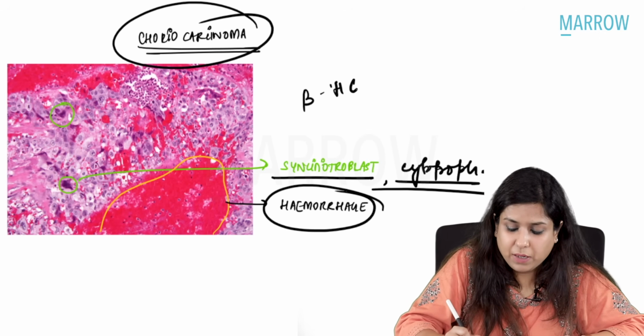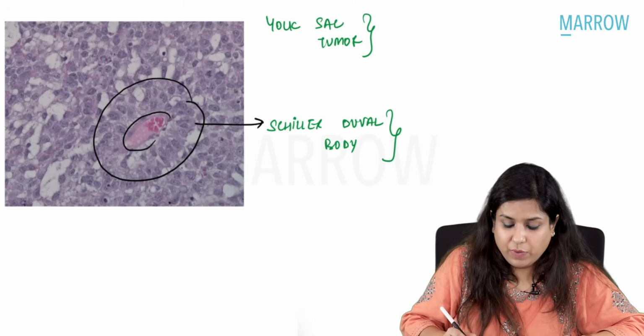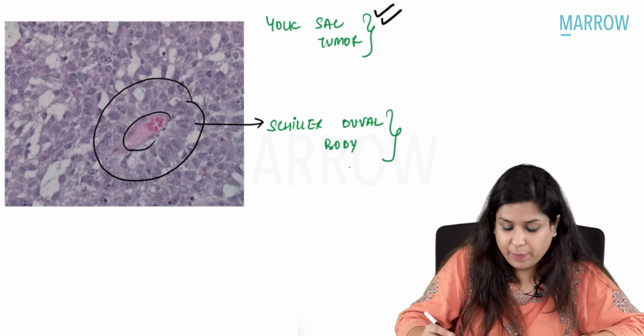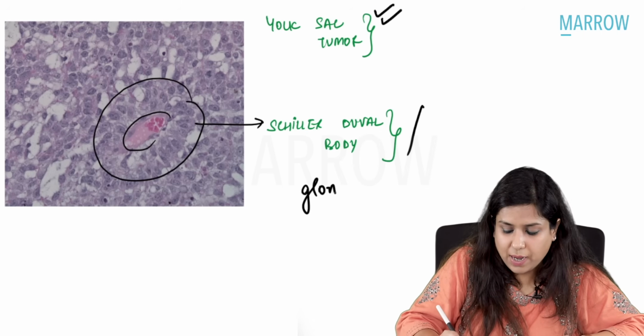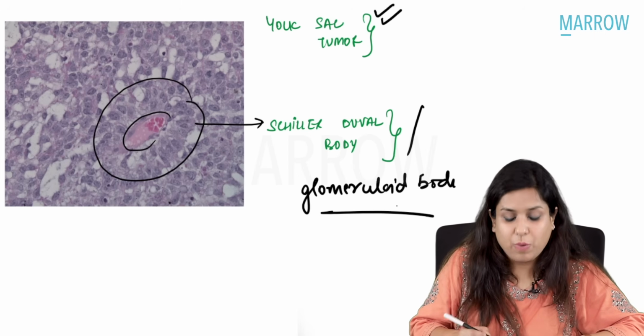It will be beta HCG positive, correct? Then we have Yolk Sac Tumor. This will show a Schiller-Duval body, also called glomeruloid bodies, because we see a structure like a glomerulus. How do we say what is a Schiller-Duval body, students?